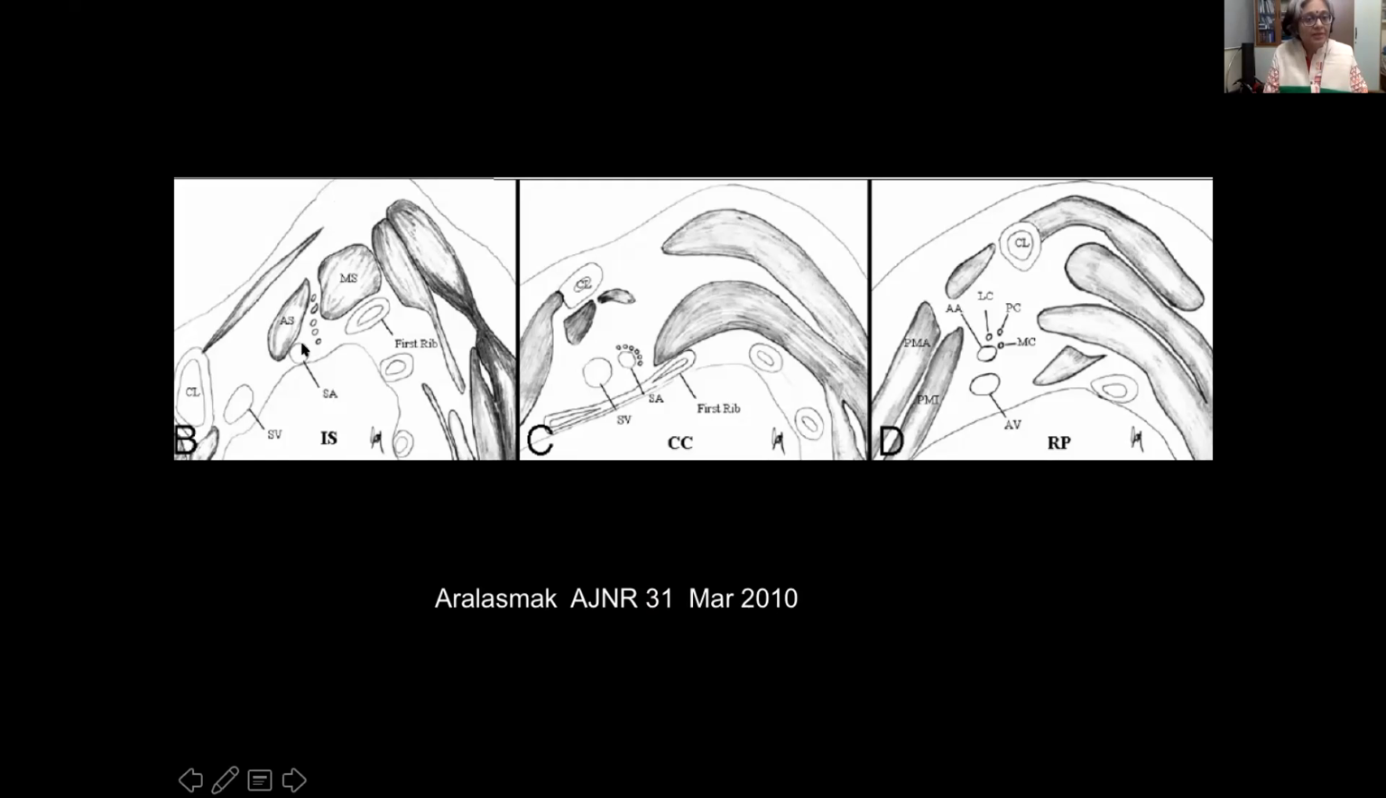This is the subclavian artery and the subclavian vein is far away. As you come more laterally, you have the costoclavicular space. Costo, that is the first rib. Clavicle, that is the clavicle here and the space between them. So now we will see the subclavian artery and the vein near each other.